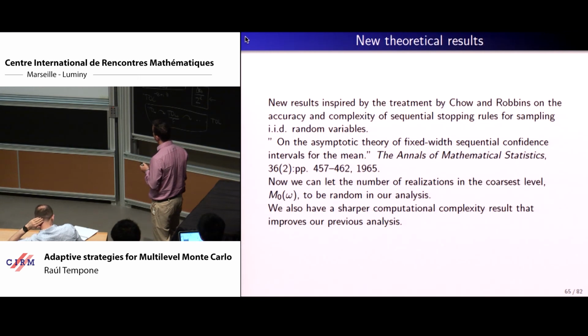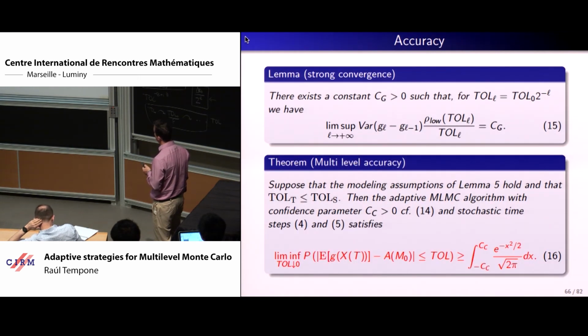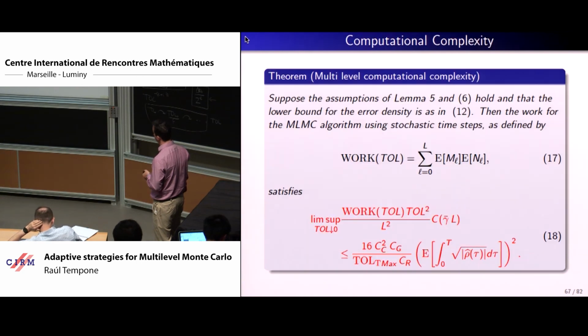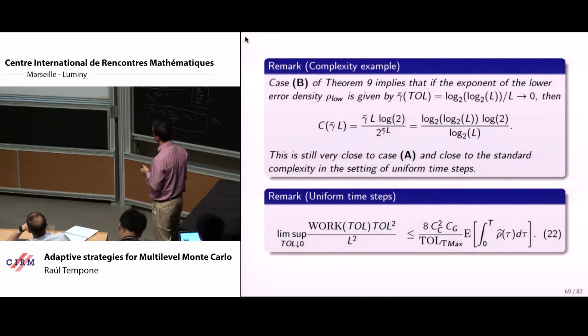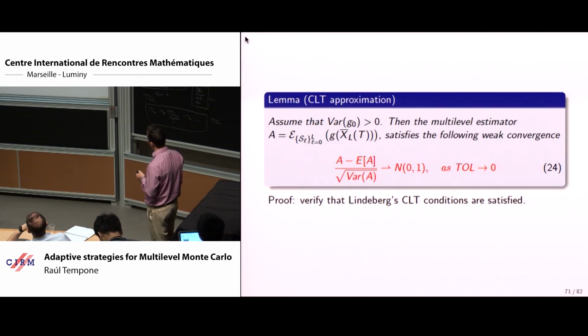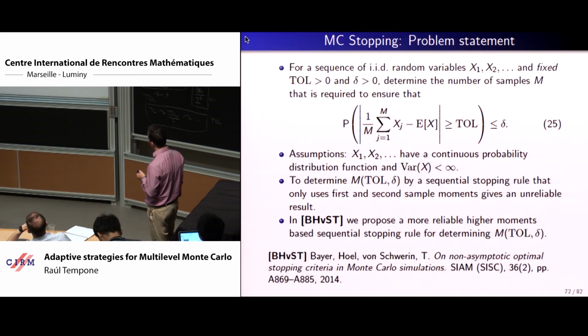Okay, so let's see, this is multi-level in that context. This is what I meant by strong convergence and the accuracy result. This is what I meant by the work optimality result. And I include a little bit more in terms of the complexity. But, okay, CLT, 2.